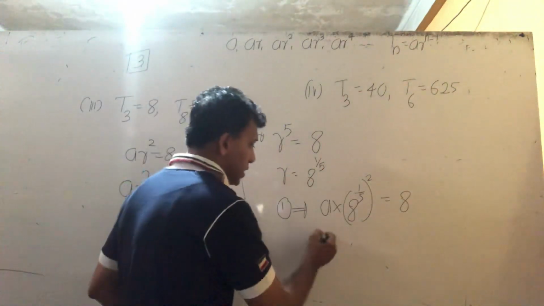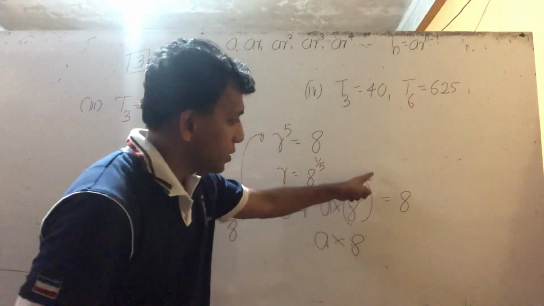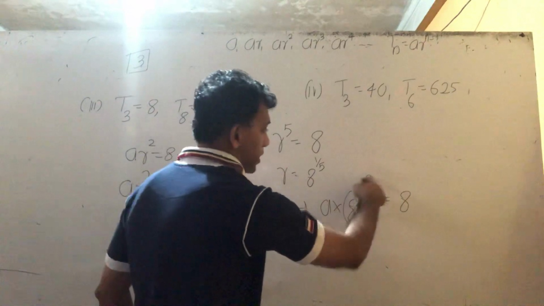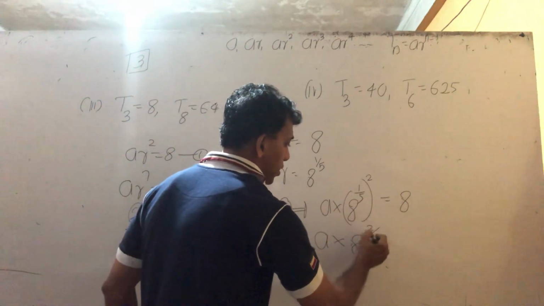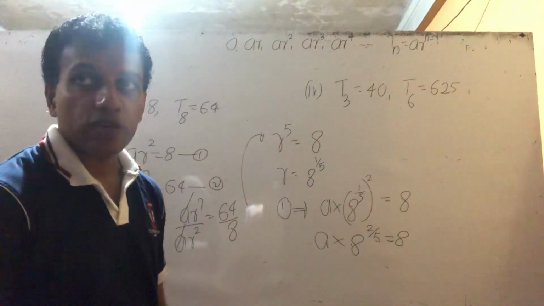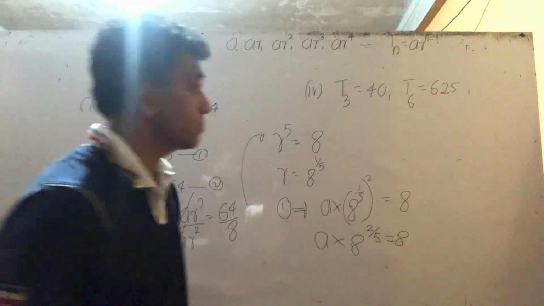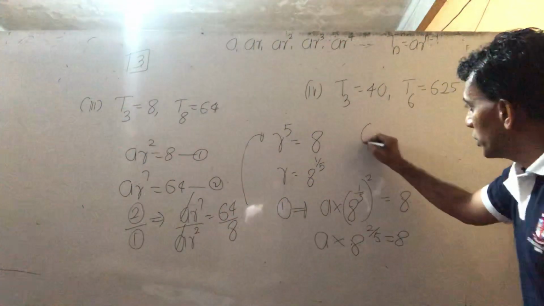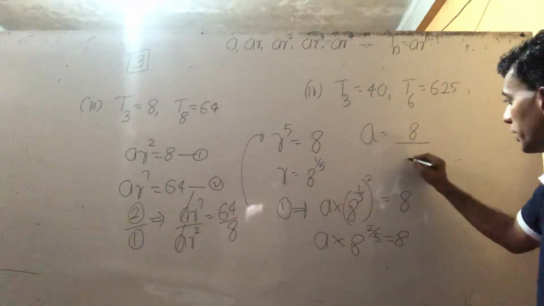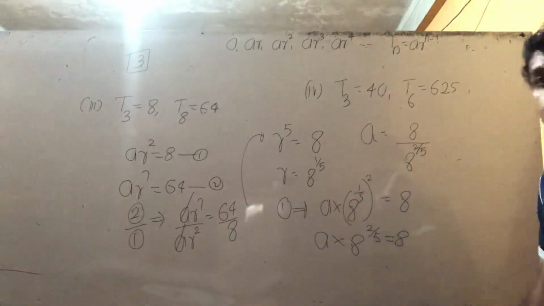So multiply by 8 to the power of 2 over 5. Using the power of a power rule, multiplying this one times 2 over 5 equals 8. Therefore, take this multiplication to the other side, which means divide. So I show here A equals 8 divided by 8 to the power 2 over 5.